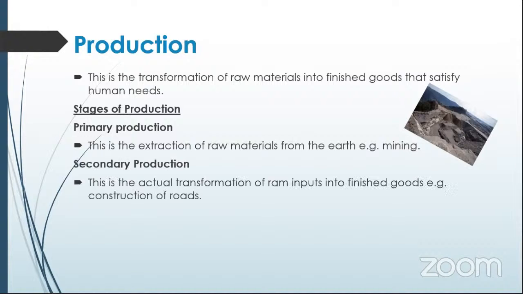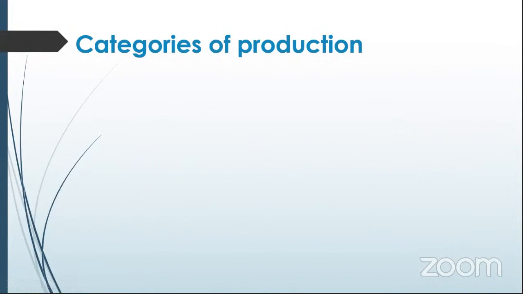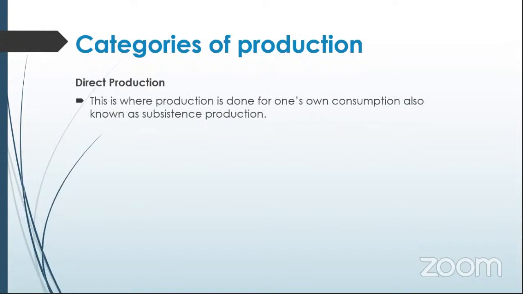Then secondary production. This is the transformation of raw inputs into finished goods. For example, construction of roads and buildings. Then we also have tertiary production. This is the provision of services to the public in the form of lawyers, teachers, health workers, and so on. Then the categories of production. It's also the same as steps of production.